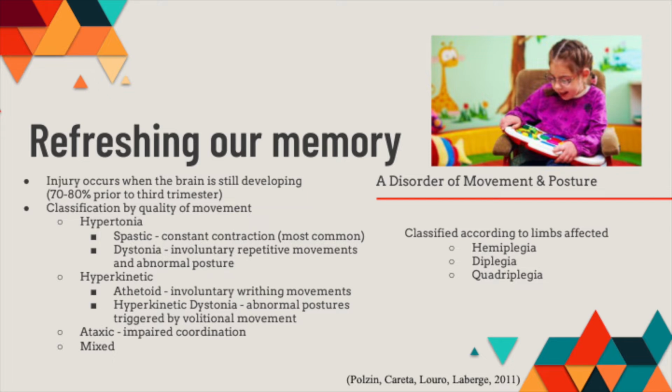Spastic CP is the most common, and at this point, even more so than when we were in Patho, it is self-explanatory in the name. This is primarily the type that most research is being done on. Other types include hypertonic dystonia, hyperkinetic dystonia, athetoid CP, and ataxic CP. Additionally, CP diagnoses are also determined by the limbs that are affected.